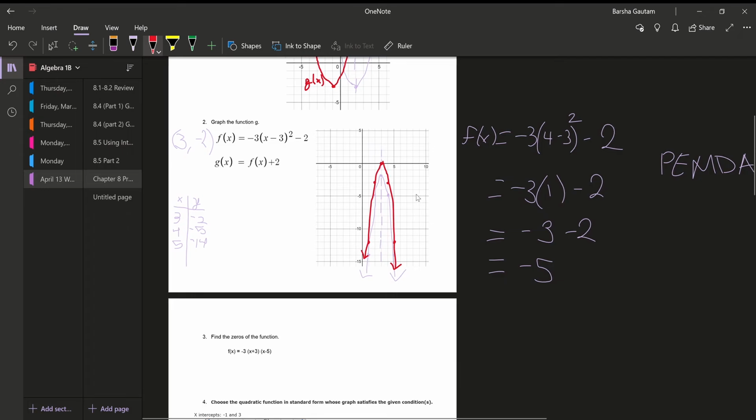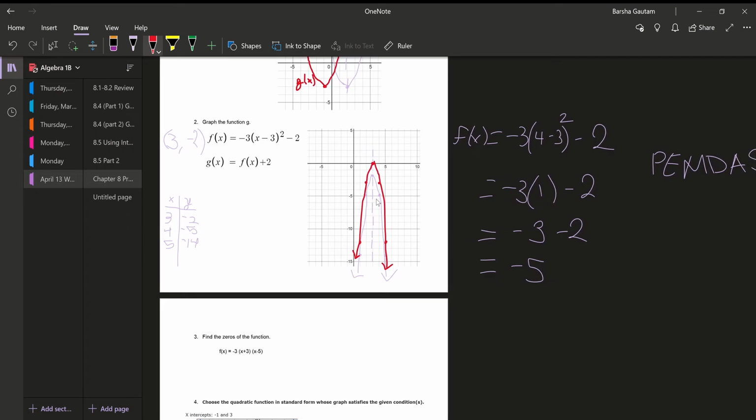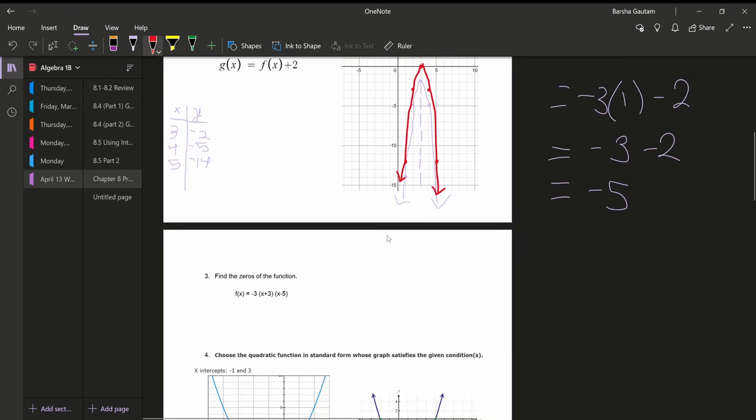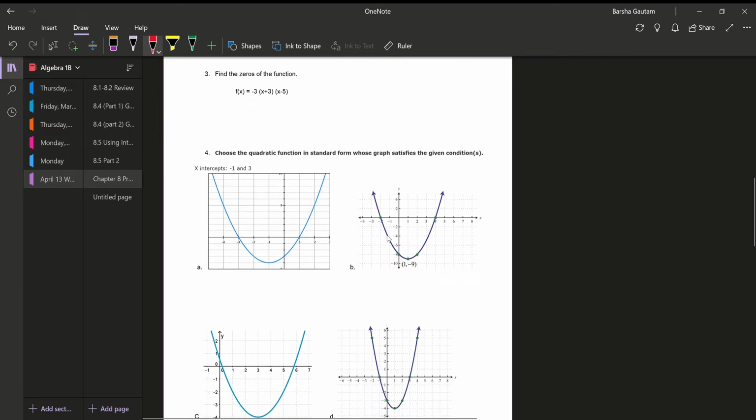And remember to always use the axis of symmetry to find what the point would be if you reflect it across, so that you don't have to do more work. If you use the axis of symmetry, you can find your second point without extra work. Alright, let's try the next one.